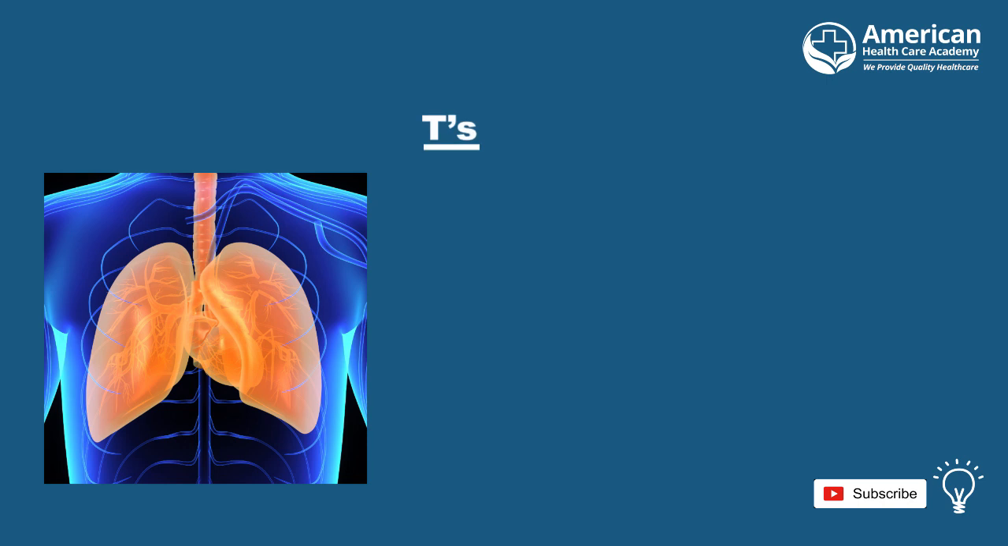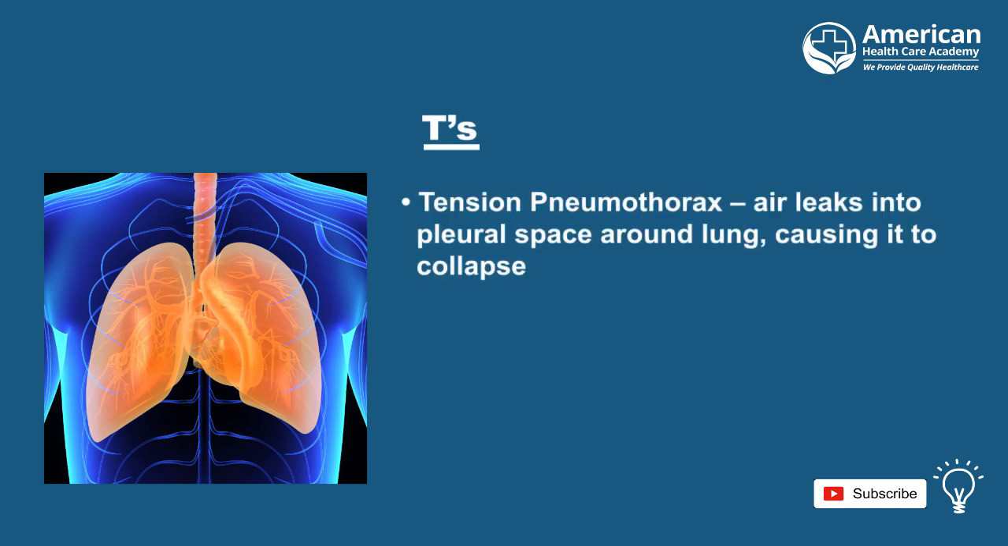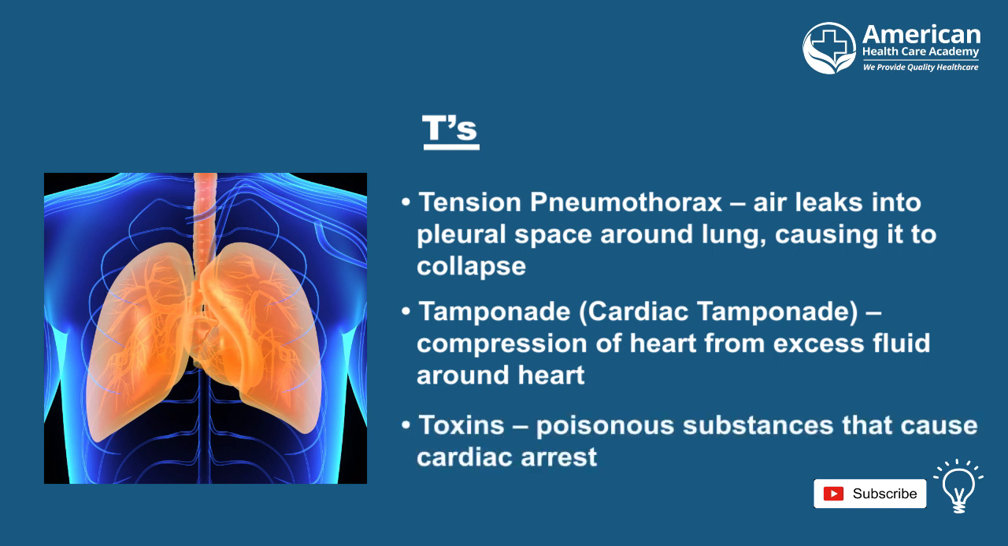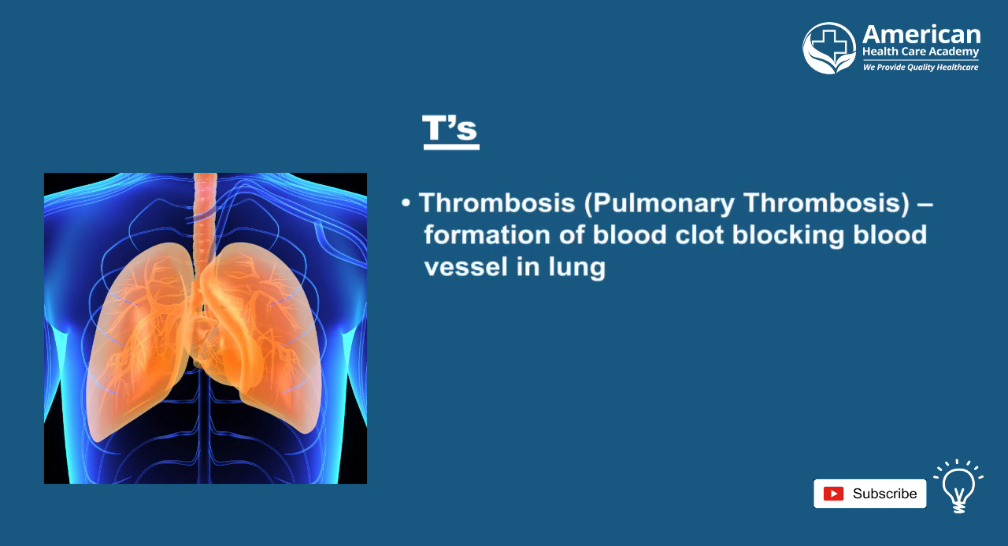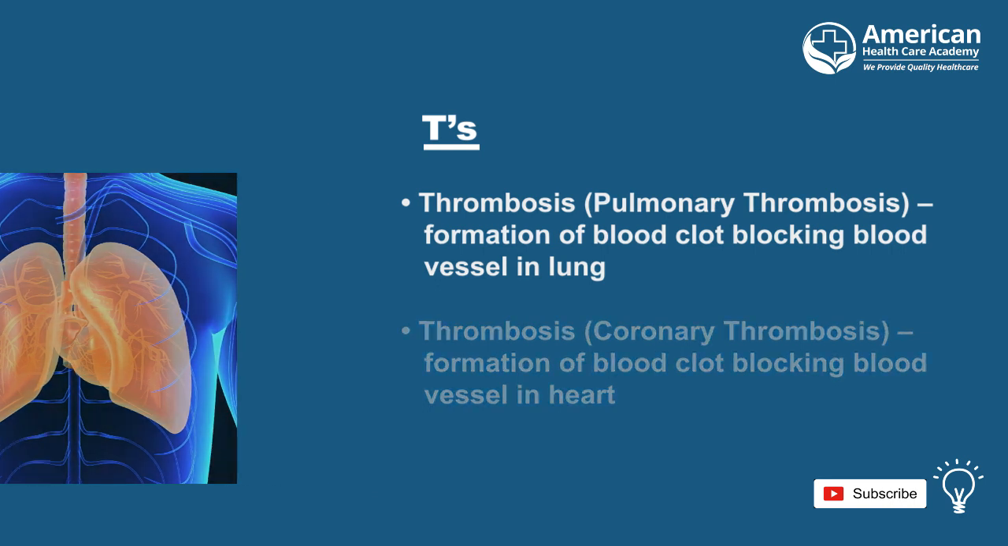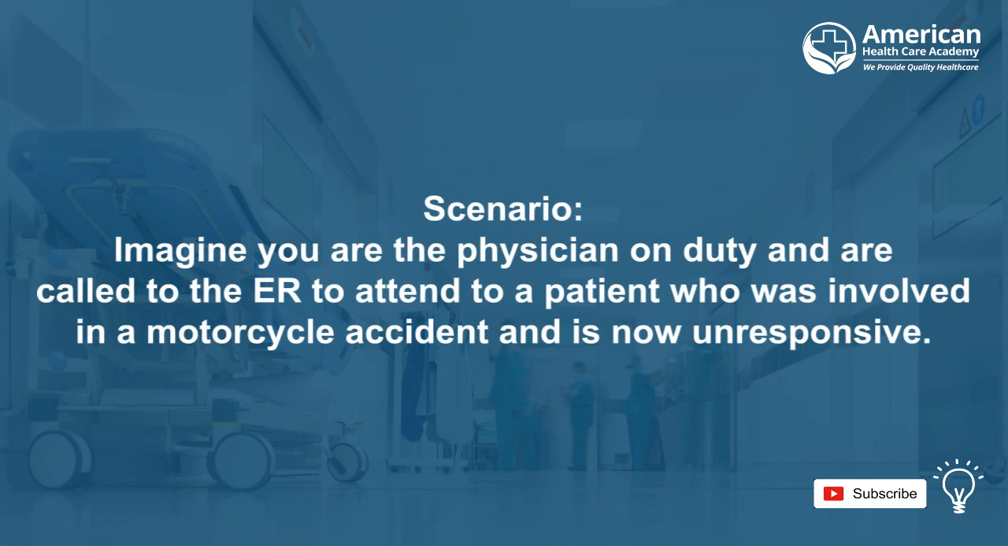Now let's look at the T's. Tension pneumothorax is when air leaks into the pleural space around the lung, causing the lung to collapse. Tamponade, also known as cardiac tamponade, is the compression of the heart produced by excess fluid surrounding the heart. Toxins can be poisonous substances that cause cardiac arrest. Thrombosis, as in pulmonary thrombosis, is the formation of a blood clot which blocks a blood vessel in the lungs. And the final T is for coronary thrombosis, which is the formation of a blood clot that blocks a blood vessel in the heart.